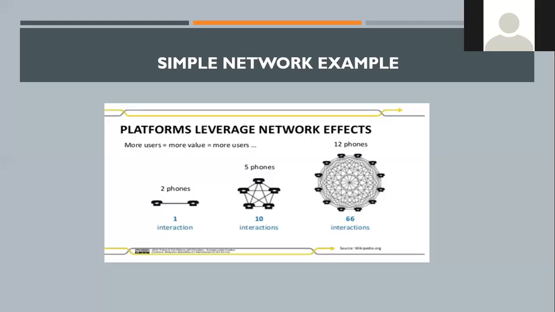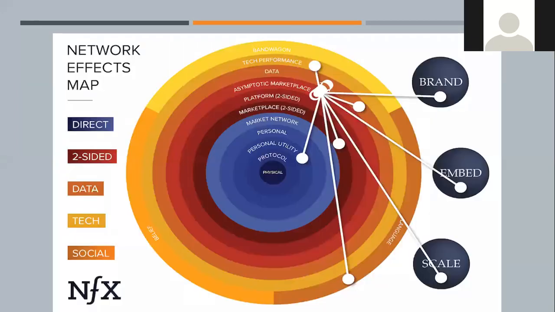So if we break this down to a simple format, look at the telephone, right? When you have 2 phones, you have 1 interaction. You add 3 more phones, you get 5 phones, and you now have 10 interactions. At 12 phones, you now have 66 different interactions happening. So there's more users, more value, equals more users. It creates a domino effect. That is the network effect in essence.